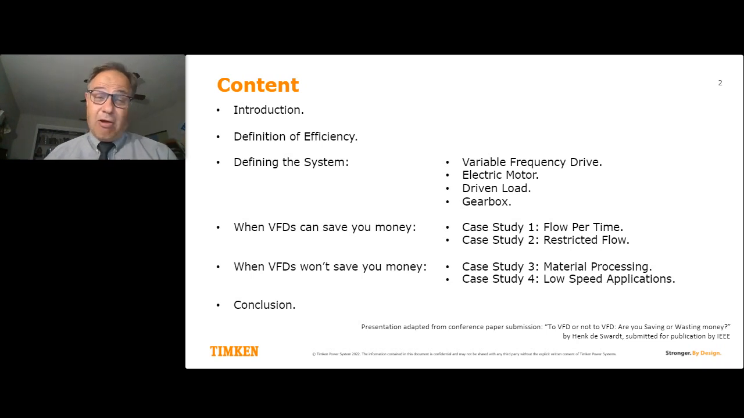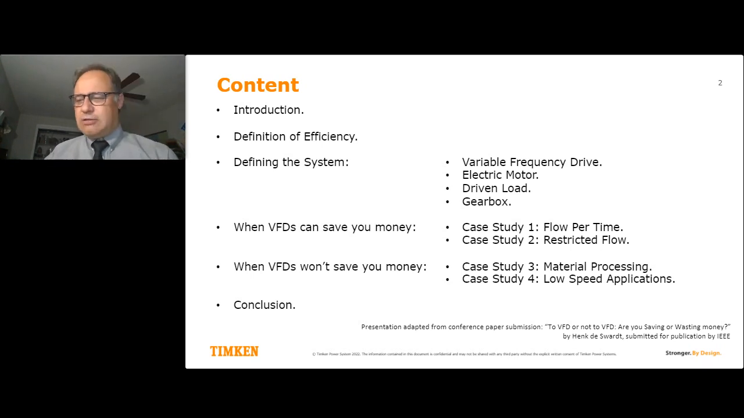Now, obviously, today I can't cover the content of a full 15-page document, so I've given you the highlights of what I found. And the idea with the topic today is there's a lot of talk in the market of we need to install VFDs everywhere so that we can save the planet from all these horrible electric motors that are draining our national resources.